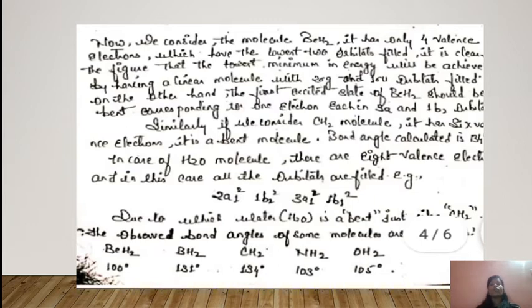The observed bond angles of some molecules are: BeH2 180, BH2 131 degrees, which is lesser than 180, so it will also be counted as bent. CH2 134, NH2 103, OH2 104. All are lesser than 180 degrees, which means linear, so all these molecules are counted as bent, and in the bent form they are more stable. So Walsh explained the approximate shape of the molecules without considering any repulsion.